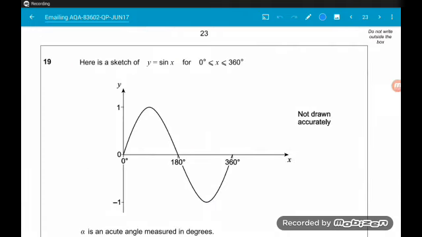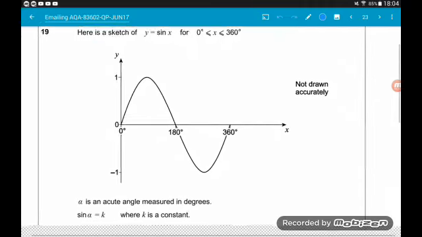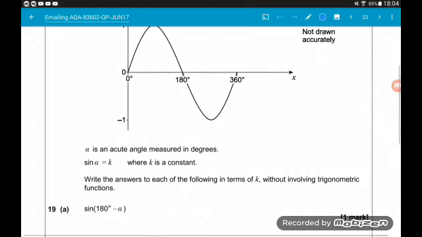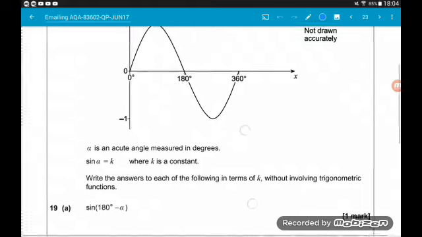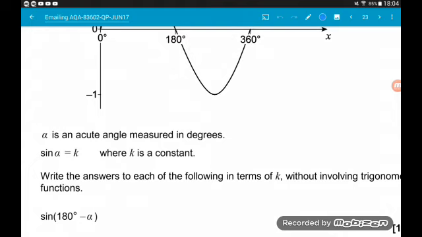Okay, question 19, we've got some trig fun. So we're told that alpha is an acute angle less than 90 degrees. That is important to remember, first of all. So we've got our graph of sine of x there. As I said, alpha is an acute angle less than 90 degrees. Sine of alpha is equal to k, where k is a constant. We want to write the answers to each of the following in terms of k without using trigonometric functions.